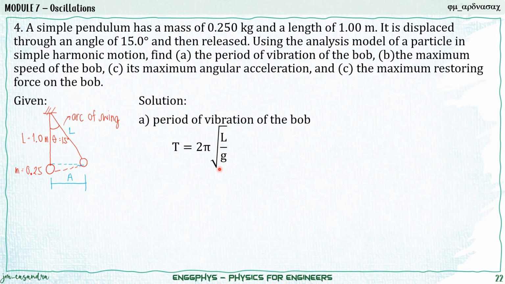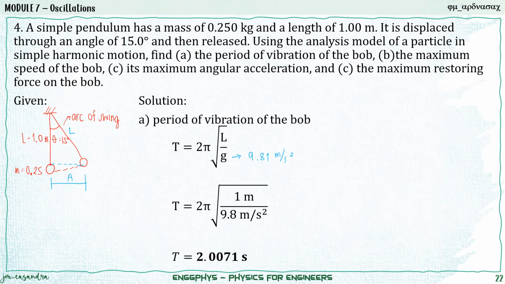So we're given L. Since we are on Earth, it's not indicated where the location is. So this will now be 9.81 meters per second squared. Please do not include the negative sign here, okay? So the g now will differentiate when we have a different location. Okay? So with that, substitute the values. So we'll have 2 pi times the square root of 1 meter divided by 9.8 meters per second squared. So that will now give us a value of 2.0071 seconds. Okay?